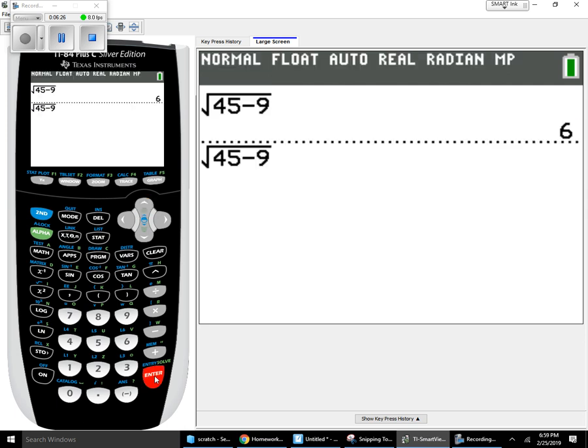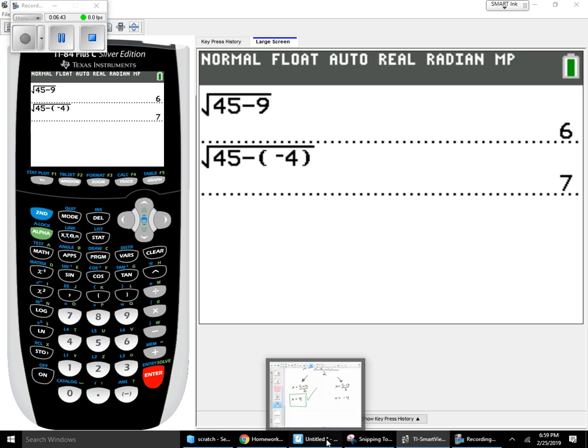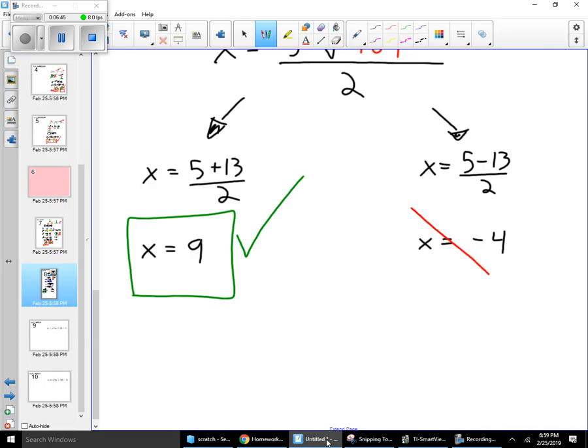Let's see what happens with that negative 4. Same substitution, replacing that 9 with a negative 4. What I'm expecting to get back, though, will be negative 4 minus 3, or a negative 7. Instead, I got back a positive 7. Negative 7 and positive 7 are not the same number. So this negative 4 is extraneous.